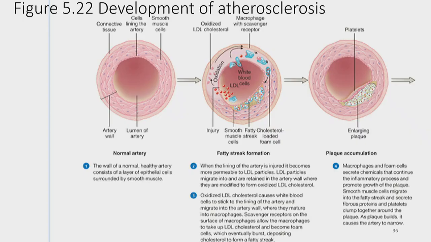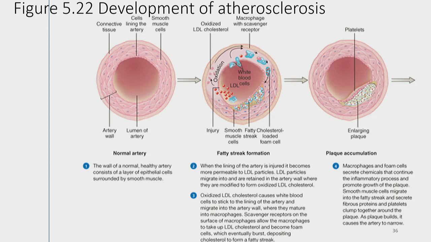Now this combination, which we call foam cells, which is white blood cells and oxidized LDL, these foam cells will die or rupture. Because of that, they form something called a fatty streak, which means dead cells and the deposit of oxidized LDL. Clear? So now we have the fatty streak, which is dead cells.